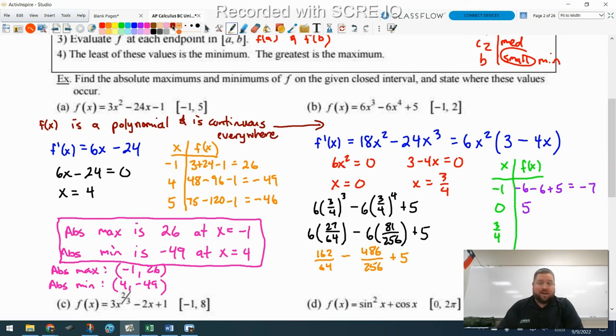And then we need to get a common denominator. So I'm going to multiply by 4 over 4. 400, 240, that's 648. 648 over 256 minus 486 over 256. Then multiply by 256 over 256. It's 1,000 plus 250, so 1250 plus 30 is 1280.